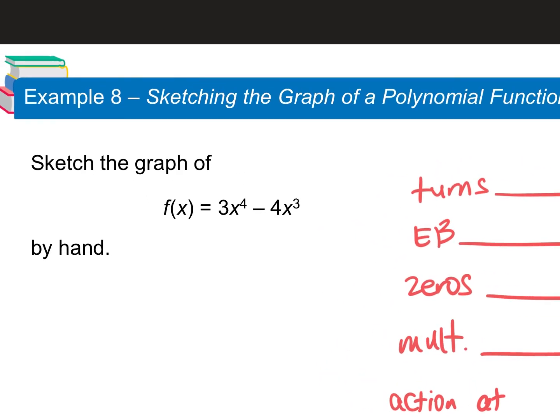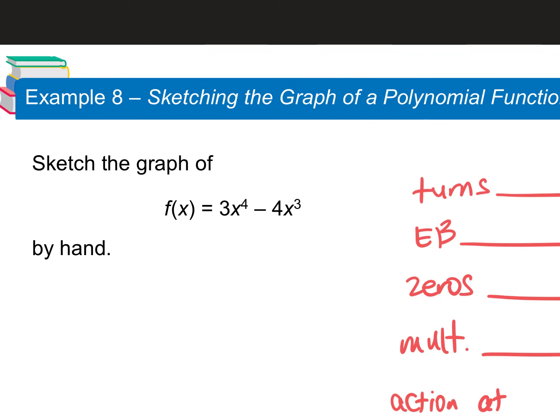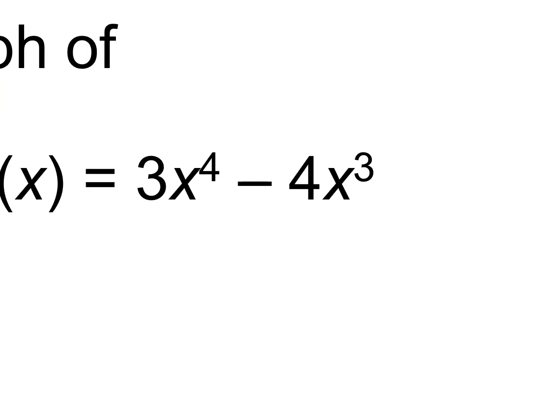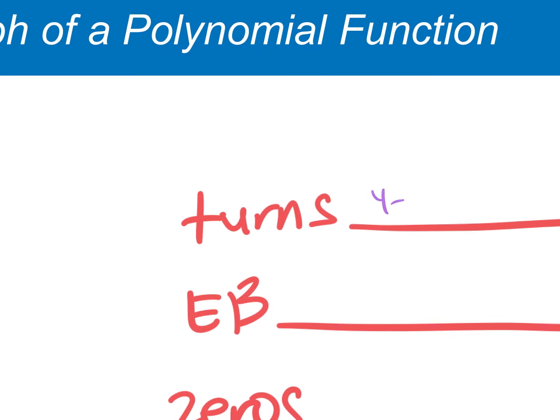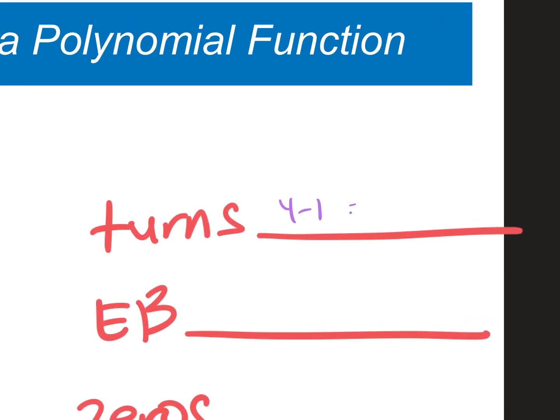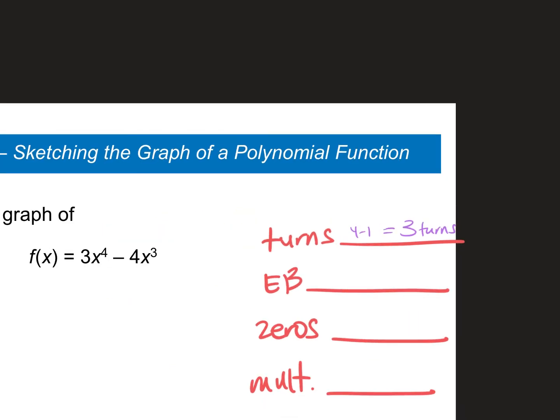First thing we're going to do is I'm going to say, how many turns is this graph going to have? How many is it? 3. You take n minus 1. You say 4 minus 1, the highest exponent. So it's going to have 3 turns in it. That's important to know when we have to graph.